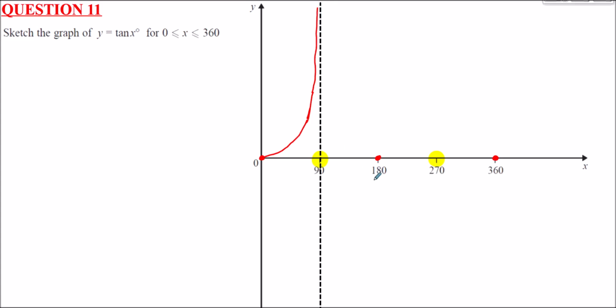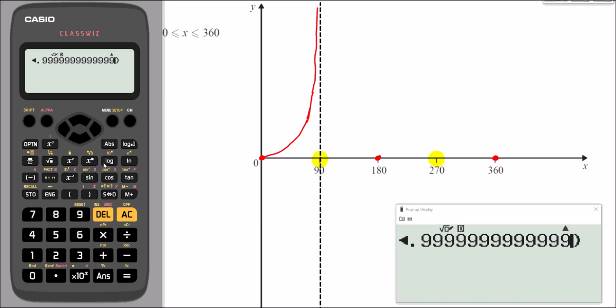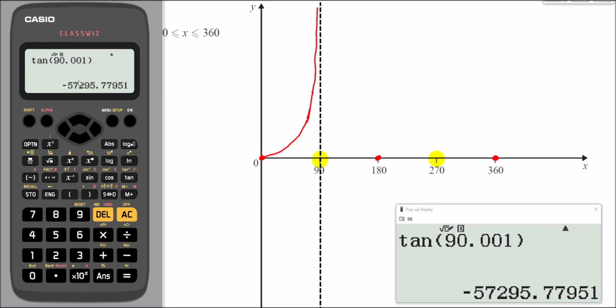So how about the other side of 90? Let's make it just a bit over 90 and see what happens. How about, for example, 90.001, just slightly bigger than 90? You get something hugely negative. And indeed, as you can see if you put more zeros in, so it's just a tiny, tiny fraction bigger than 90, it's coming out as negative infinity. So this graph is going to be flipped on the other side of 90. It's going to be something like this.